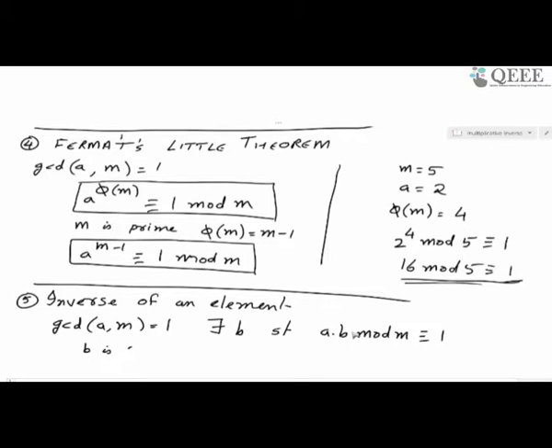So this b is going to be a very unique element for a. So b is called the inverse of a and denoted a inverse or a minus 1. So we actually have something like a into a minus 1 mod m is congruent to 1. Okay.